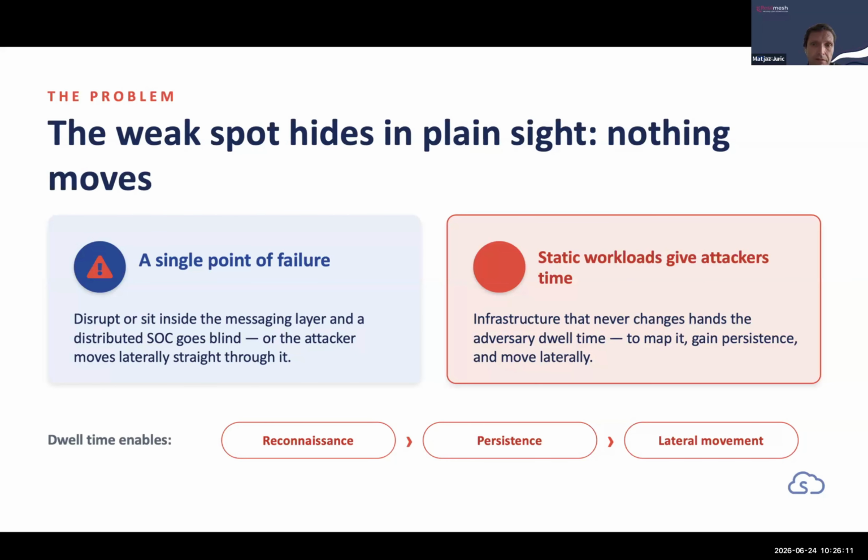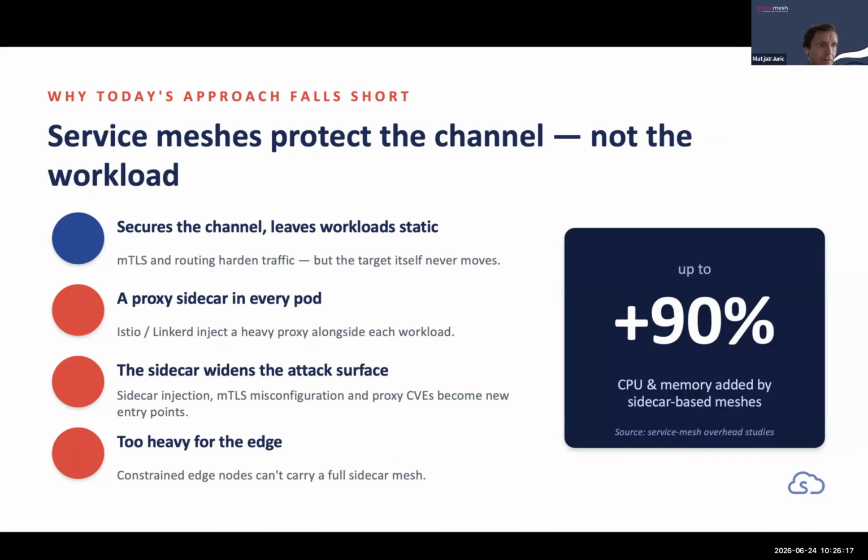If we look at today's currently used service meshes, such as Istio and Linkerd, it is basically a service mesh that does the work on the channel. So what it does is mTLS, routing, and policy enforcement, and this is really useful. But the fact is that the workload that the traditional service mesh such as Istio and Linkerd is protecting is still static.